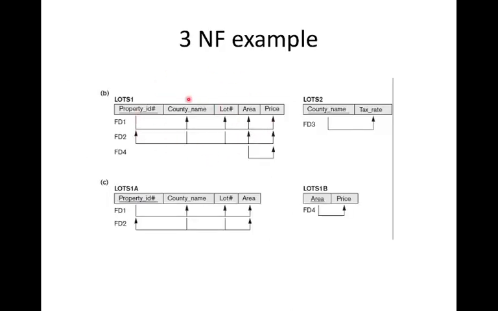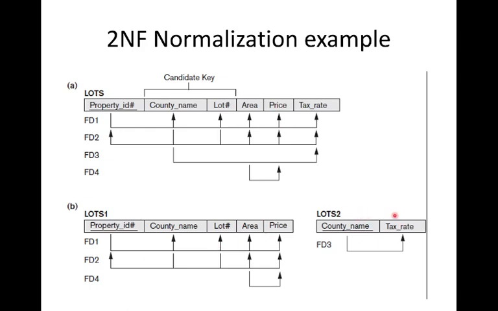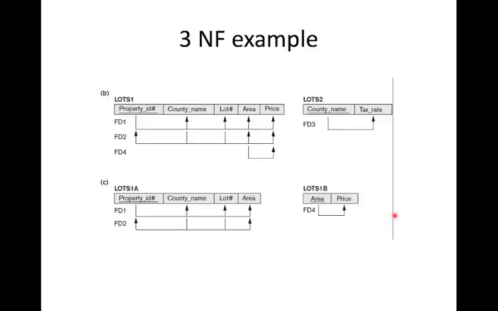Here this is a table. We have Lots 1 and Lots 2. We have already seen this table. Lots 1 and Lots 2 we are redrawing here. We have already seen that these two tables are in second normal form.